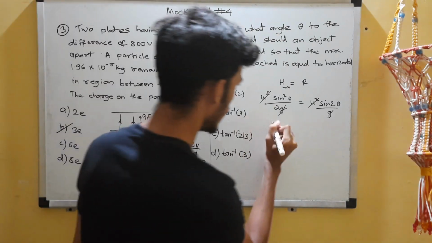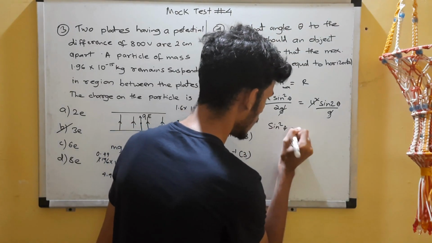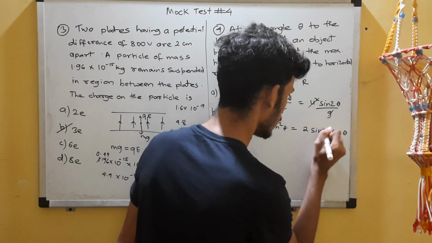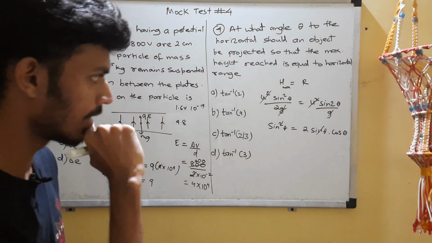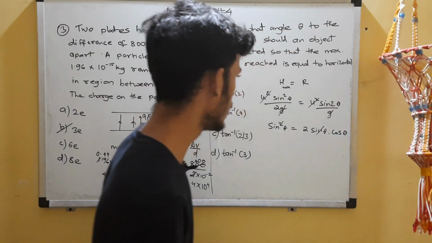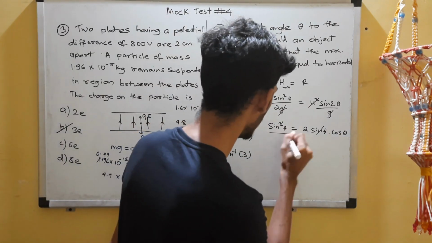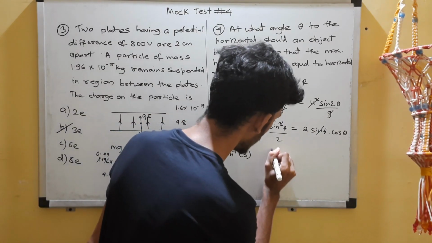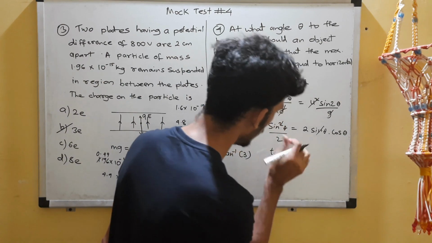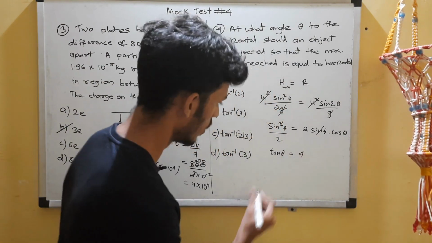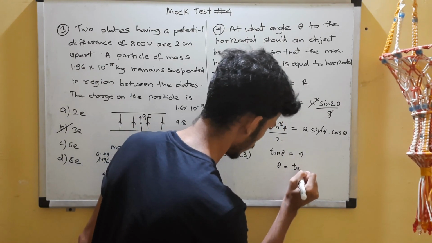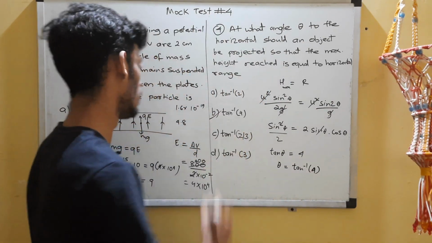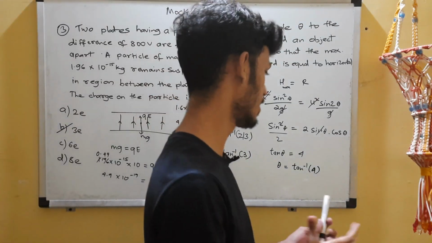Now we can write sine 2 theta as 2 sine theta cos theta, right? So sine theta and this sine theta will get cancelled. Here there is a 2, and you can see sine theta by cos theta, which is tan theta. Tan theta will be equal to 2 times 2, which is 4. So theta will be tan inverse of 4. And that is option B. So option B, yes, B again, is the correct choice over here.